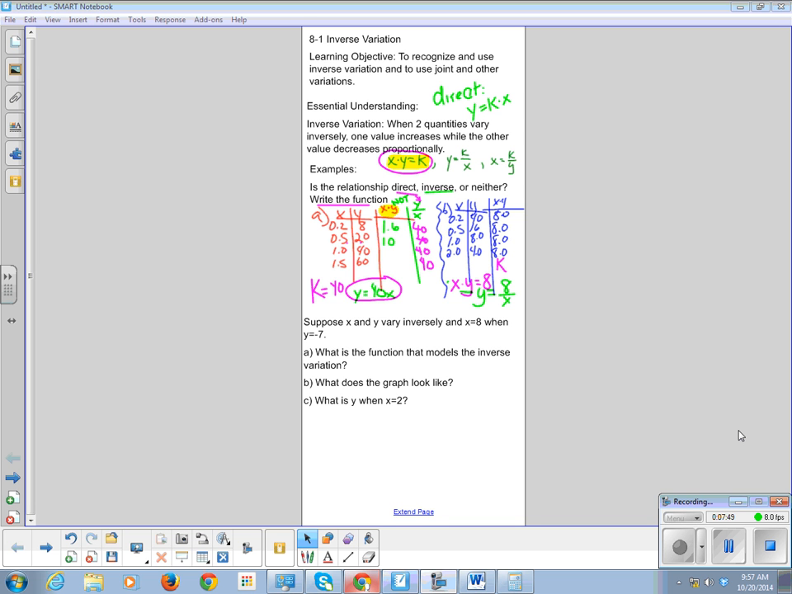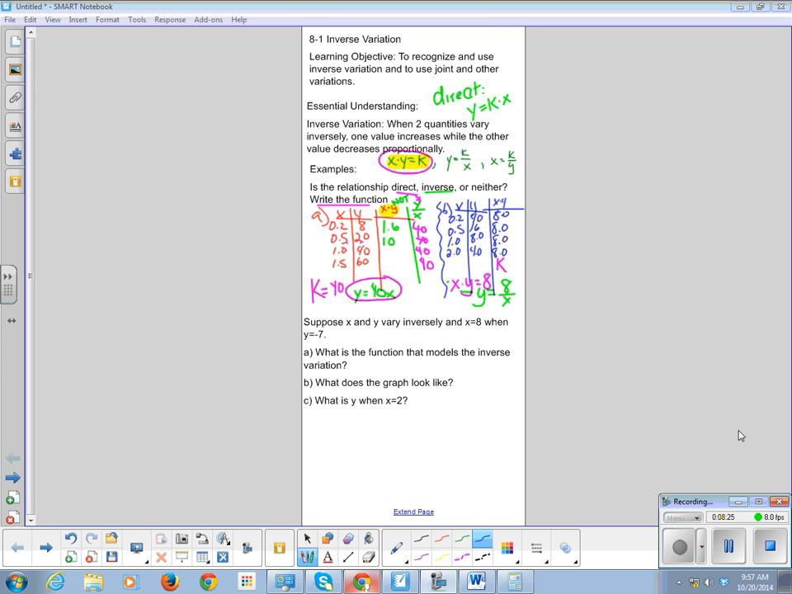All right, so here's how you might see this as well, and I wanted to make sure that you guys saw it with me first before you ran into it in your problems. If you're given a problem, suppose x and y vary inversely, and x is equal to 8 when y is equal to -7. We're going to find the function that models the inverse variation. We're going to find what the graph looks like, and we're going to find what is y when x equals 2. So let's do A first.